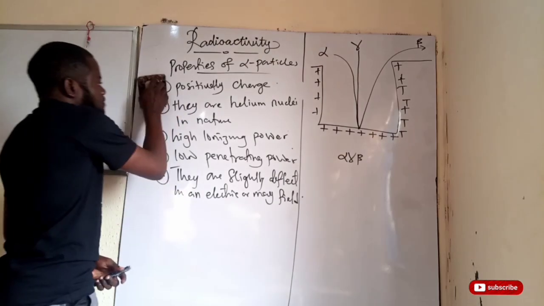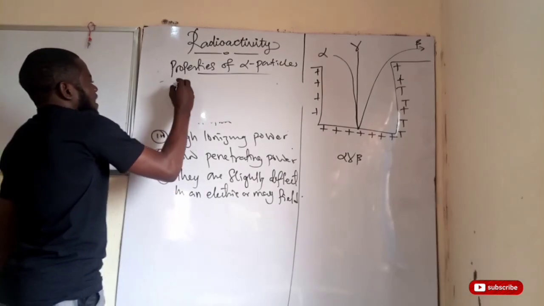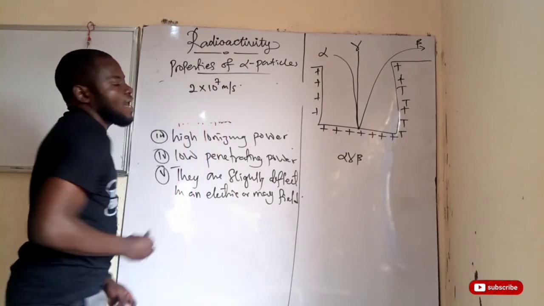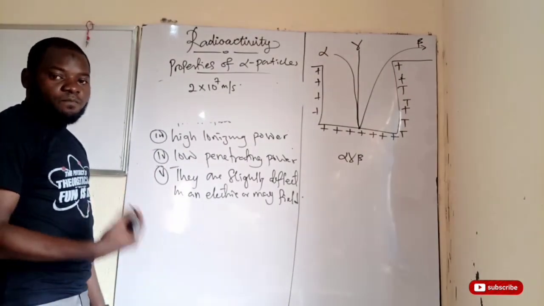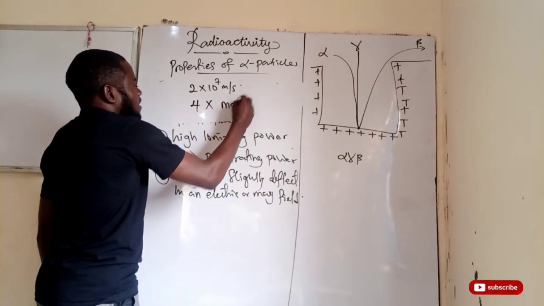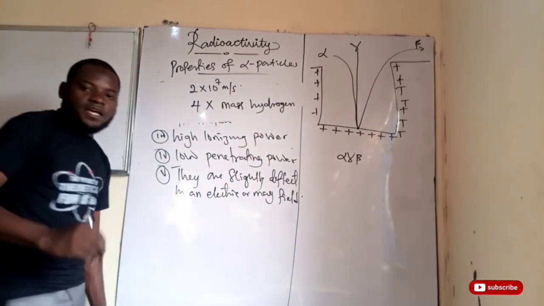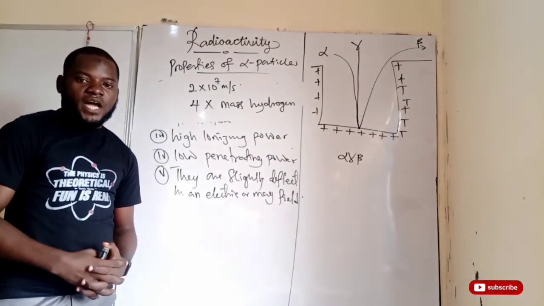Then when you talk about their speed, the speed of an alpha particle is about 2 times 10 raised to power 7 meters per second. And when you talk about the mass of an alpha particle, which is part of their properties, it is 4 times the mass of hydrogen. Are we together? 4 times the mass of what? Hydrogen. Can we move on now?